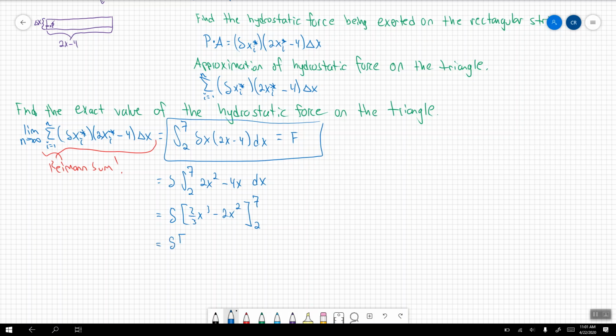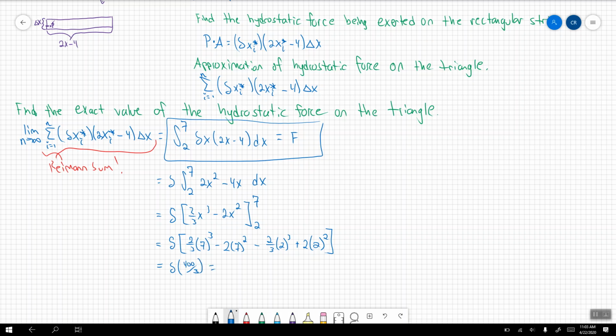So delta is going to multiply 2/3 multiplied by 7 cubed minus 2 times 7 squared. All right, good so far. Minus 2/3 multiplied by 2 cubed minus 2 times 2 squared. Oh, sorry, that's not a minus, that's a plus because the minus gets distributed. Awesome. So I'm going to go through and I'm going to find out what this is. All right, so here I get that delta is going to multiply 400 over 3.